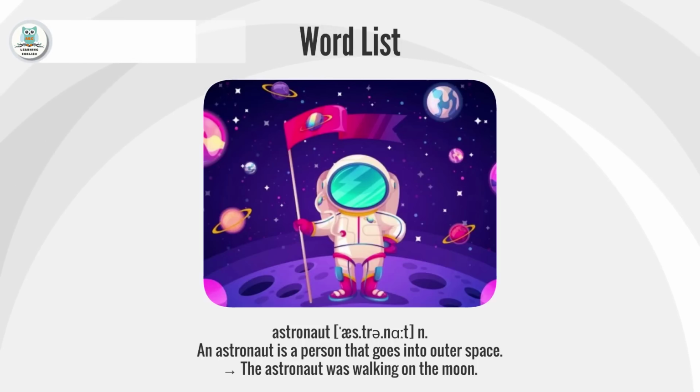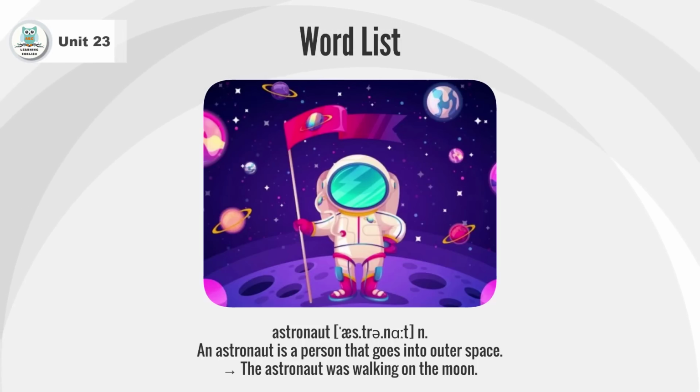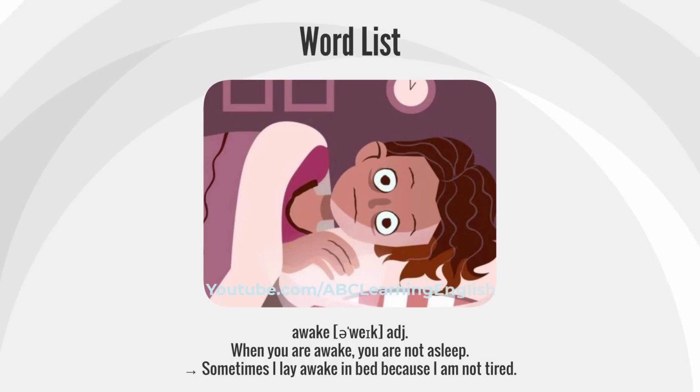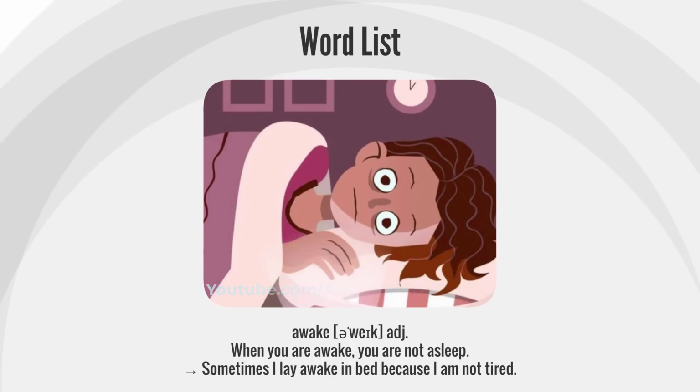Astronaut. An astronaut is a person that goes into outer space. The astronaut was walking on the moon. Awake. When you are awake, you are not asleep. Sometimes I lay awake in bed because I am not tired.